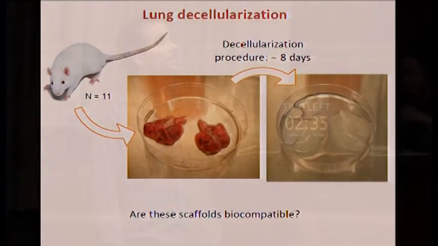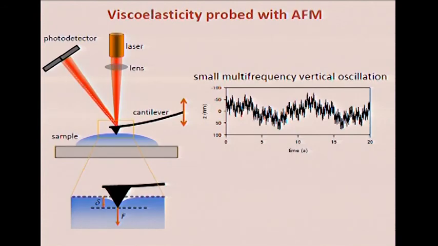However, before going to the transplant, there is a lot of information we need to gather first. And I've been focusing on the mechanical properties of these scaffolds. In order to do that, we use atomic force microscopy, which is a sensing technique.